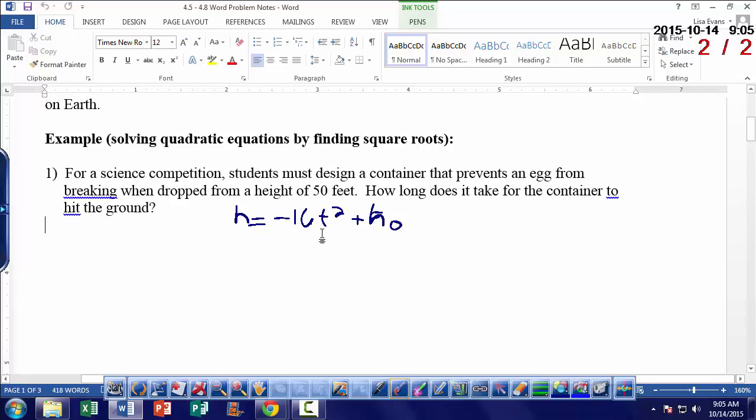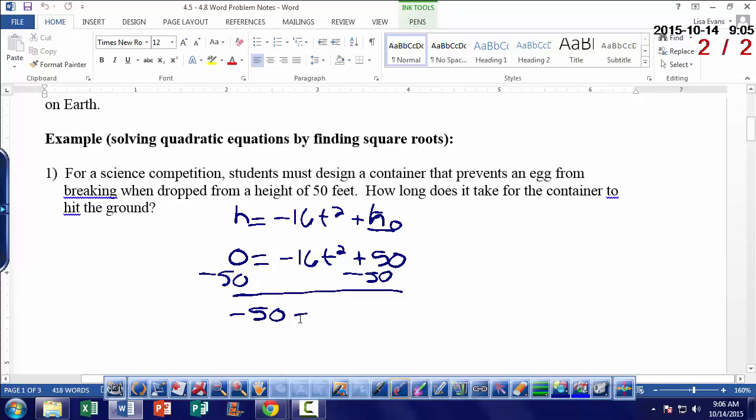Okay, we want to find the time when it hits the ground. So our ending height is 0 because it hits the ground. There's no height. We are going to solve for t squared, and our initial height is 50 feet because that's where we're standing when we drop the container. Now look, we only have a t squared to solve for. So we're going to go ahead and subtract 50 on both sides. We get negative 50 equals negative 16t squared. We're going to divide both sides by negative 16.